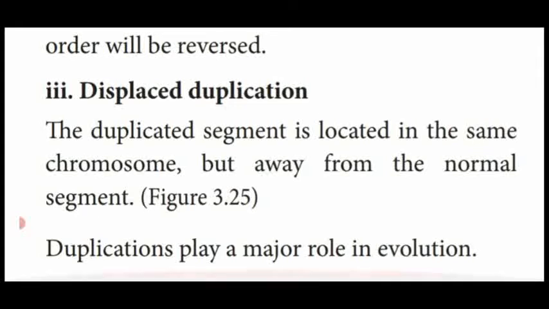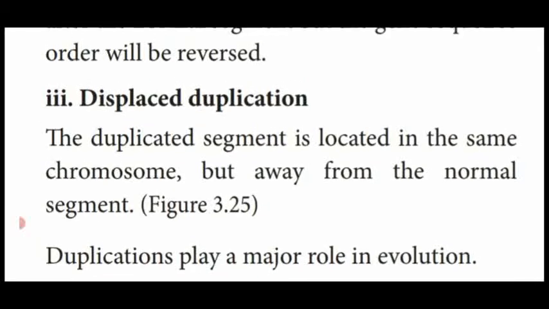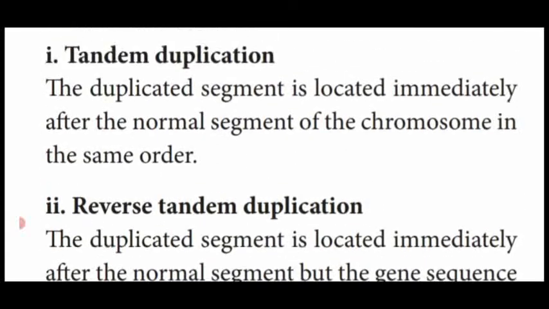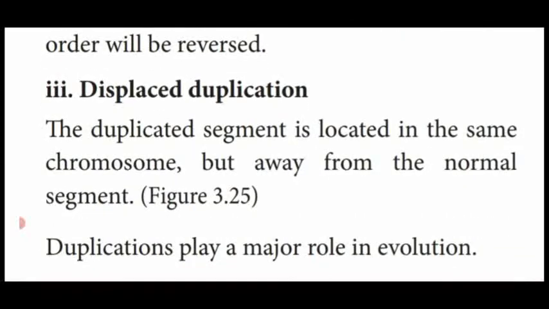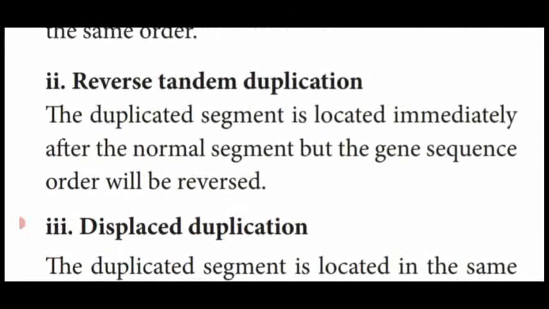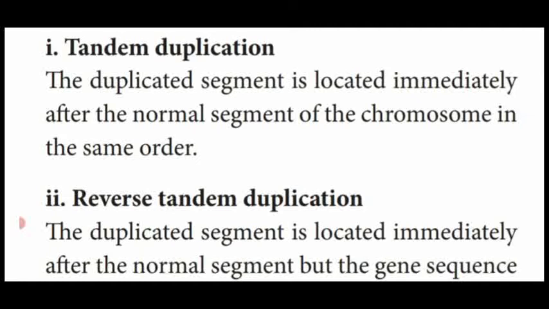There are three types of duplication: tandem duplication, reverse tandem duplication, and displaced duplication. This duplication plays an important role in the evolutionary sequence. With the help of this type of aberration, we can identify the phylogenetic relationship of an organism. This duplication was observed by Bridges in Drosophila and some other plants, namely maize and pea plant.